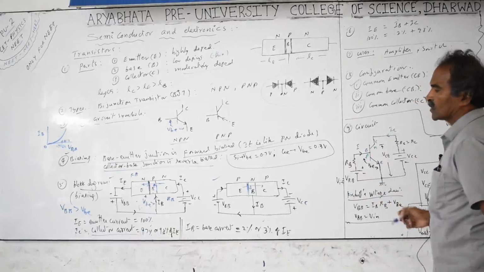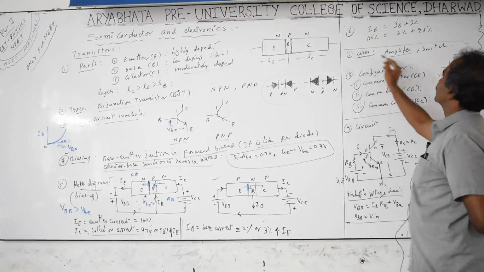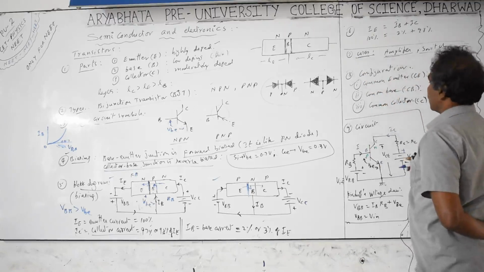97% of total current. Total current is 100%, that is IE we have to take. Next, uses of the transistor. It is used in two cases, as a switch and as an amplifier. Amplifier means increasing the signal.